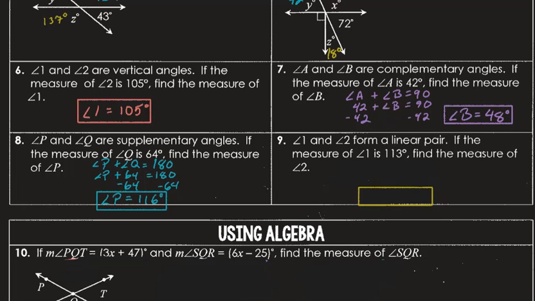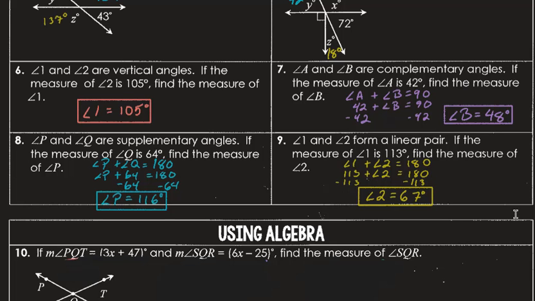Number 9. Angle 1 and angle 2 form a linear pair. If the measure of angle 1 is 113 degrees, find the measure of angle 2. Because they form a linear pair, they are supplementary. Angle 1 plus angle 2 is equal to 180 degrees. Angle 1 is 113 degrees plus the measure of angle 2 equals 180, and solve. Subtract 113 from both sides of the equal sign, and the measure of angle 2 is equal to 67 degrees.